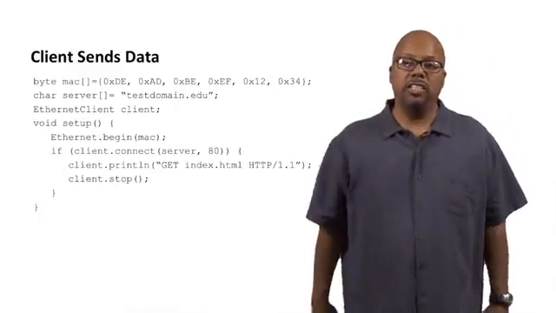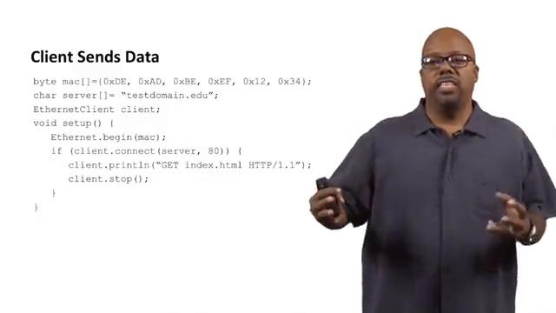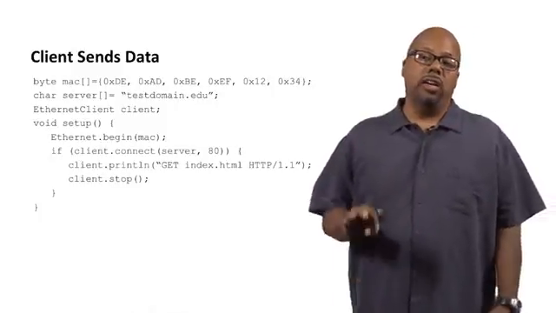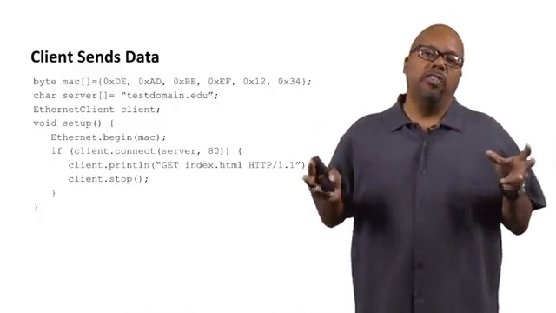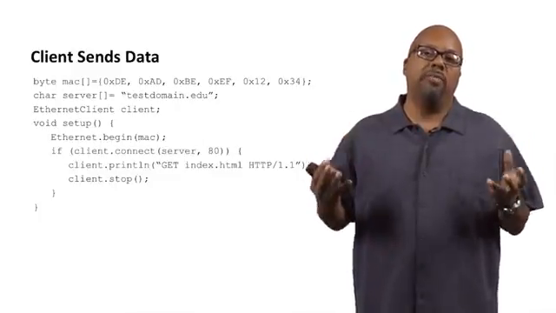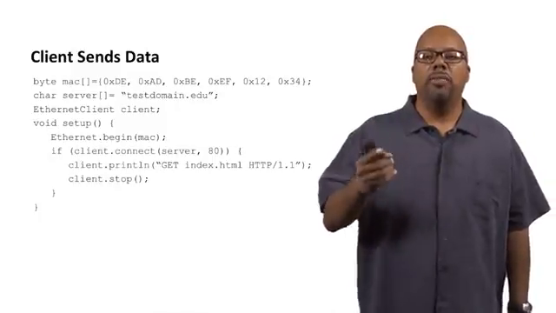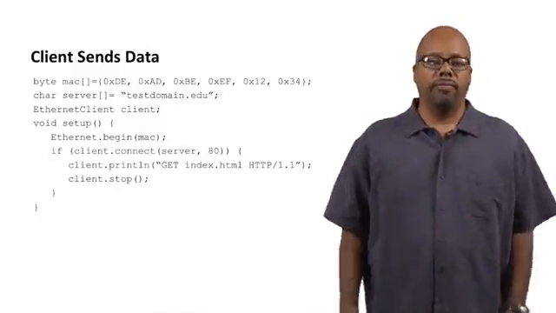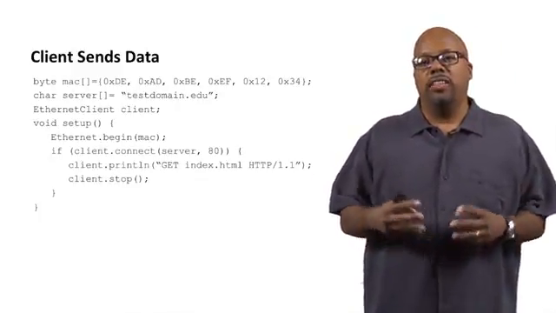If it does make the connection, then it goes into the if statement, client.println, and it sends that message, GET /index.html HTTP/1.1. It turns out that message is the HTTP format for a GET message. What that does is request of a web server, give me this HTML file, index.html, which should be a web page. So that's actually making a request.